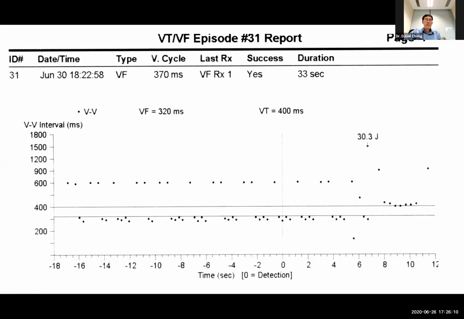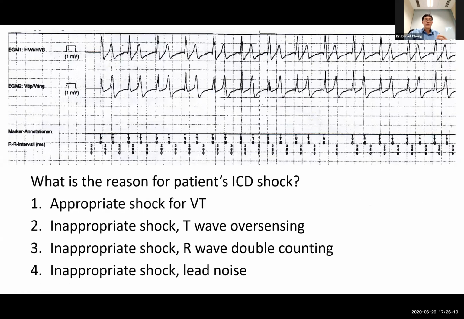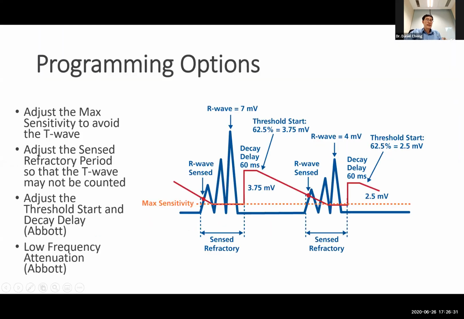Some of the other possibilities could be, for example, ventricular bigeminy with closely coupled PVCs. So these are some of the things that we would think about, but it's this particular rhythm strip that confirms that it is T wave oversensing, because you can see the ventricular detection over the T wave. So there are several programming options to program around it.